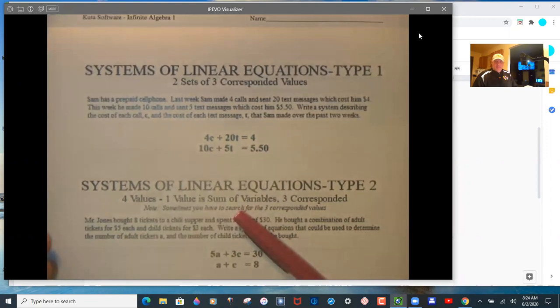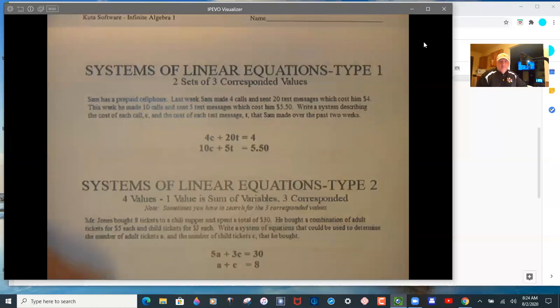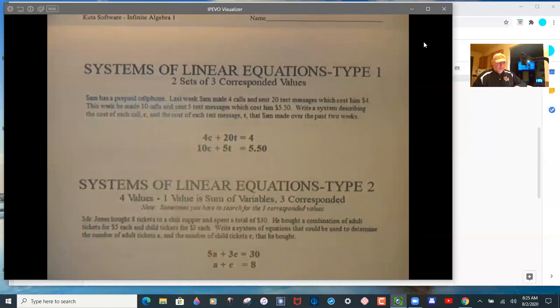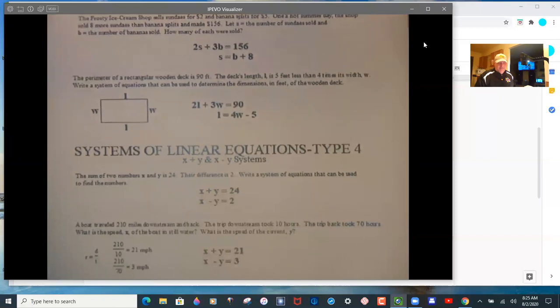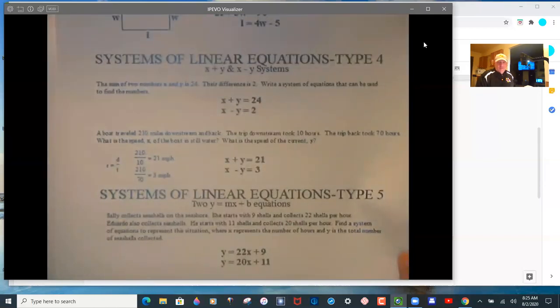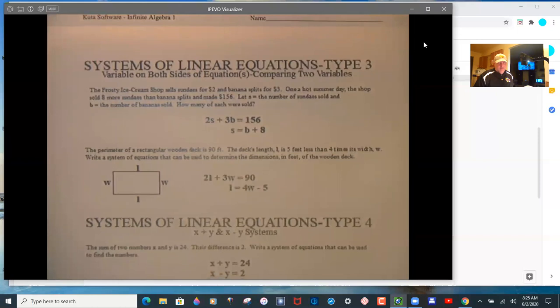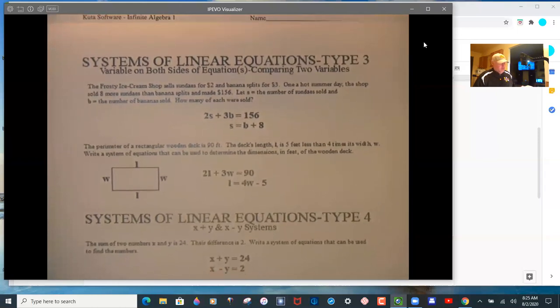What I'm going to say about this is study this document because most of the systems on this assignment are of type 1, type 2, or type 4. I don't think there's any of type 5 on there, and about 2 or 3 problems of type 3. So 1, 2, and 4.